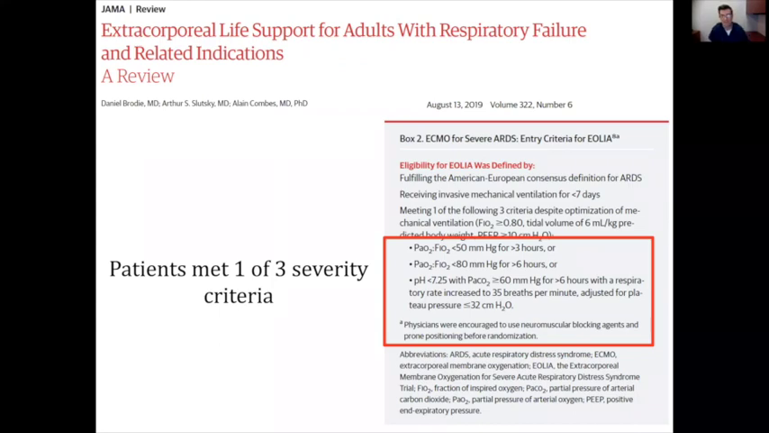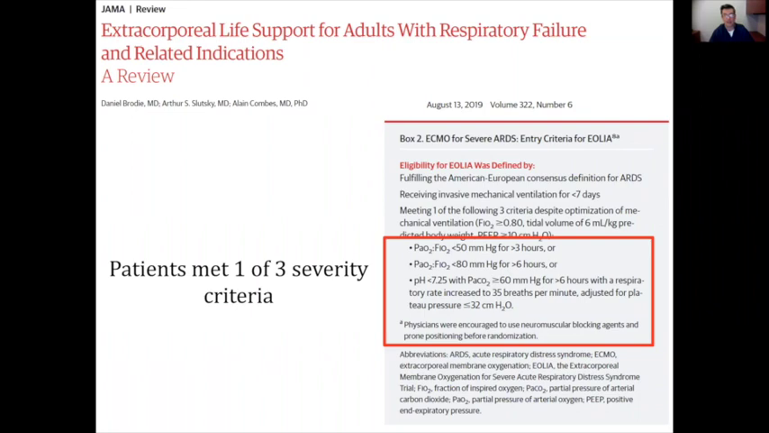And it's important to understand these criteria because if we believe that EOLIA was a positive trial, then these are the criteria we would use in order to justify putting somebody on ECMO. So the first is a P to F ratio less than 50 for at least 3 hours. So profoundly hypoxemic, and that was a very small number of patients. The most common indication was a P to F ratio less than 80 for at least 6 hours.